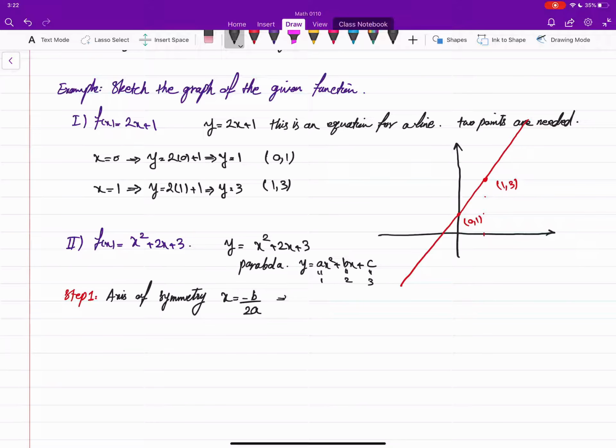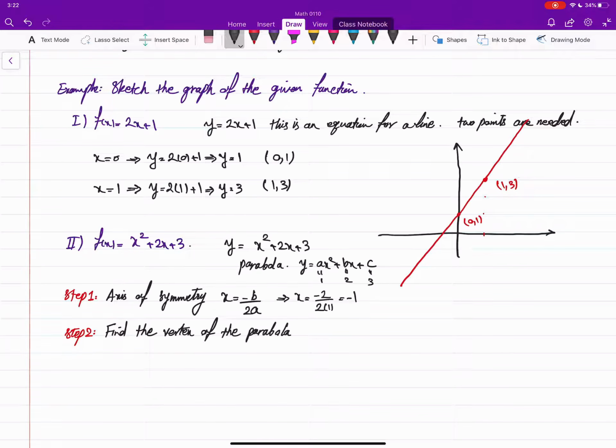And the axis of symmetry here would be minus 2 over 2 times 1, which is negative 1. That is the axis of symmetry. Then step 2, find the vertex of the parabola. So what is the vertex?